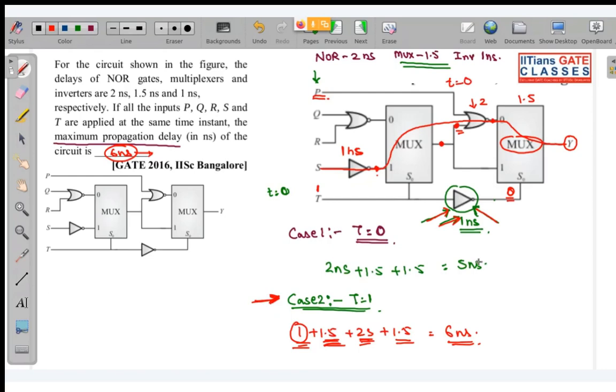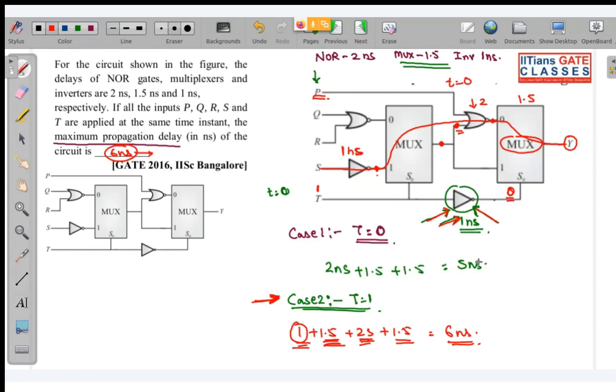Yes, Piyush. I have a doubt. In the statement, if all the inputs P, Q, R, S and T are applied at the same time instant, it implies that we are setting P, Q, R and S at 1 at t equal to 0, then T should also be set from 0 to 1. Why are we discussing both cases, like t equal to 0 and t equal to 1? We should only be following t equal to 1.